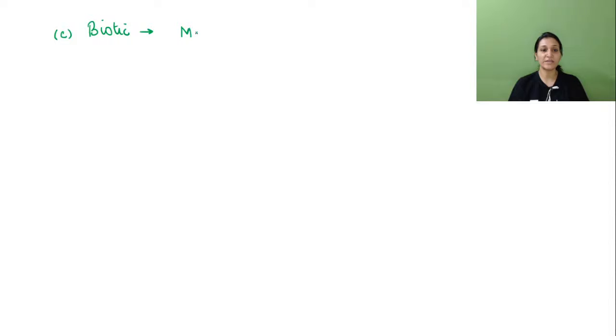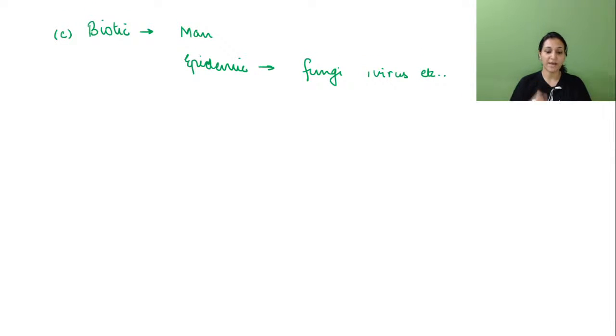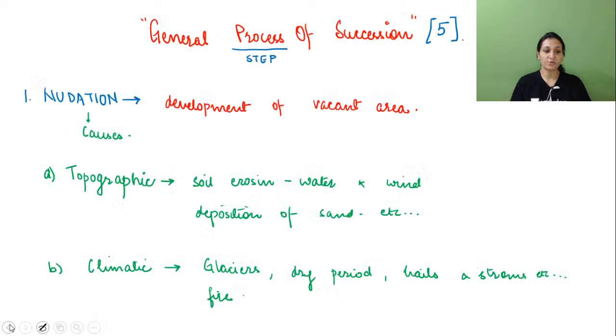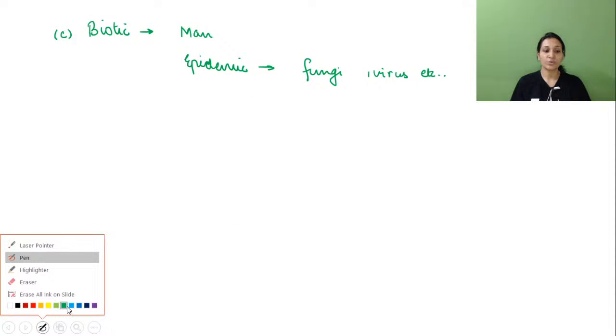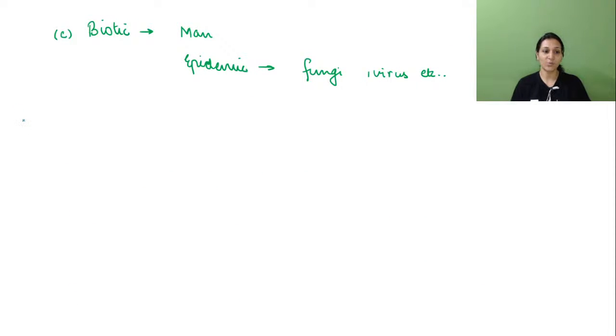So in biotic nudation, because of man, we know that man clears land in the forest area or in the grassland, etc. And another thing may be epidemic, which can be because of fungus or virus, etc., which is going to kill a large population. So that is biotic. So we have seen nudation, right? Nudation was the first, and we need to see 5 things. The second that we are going to see is invasion.